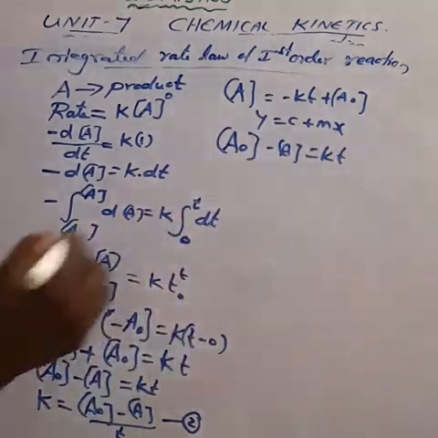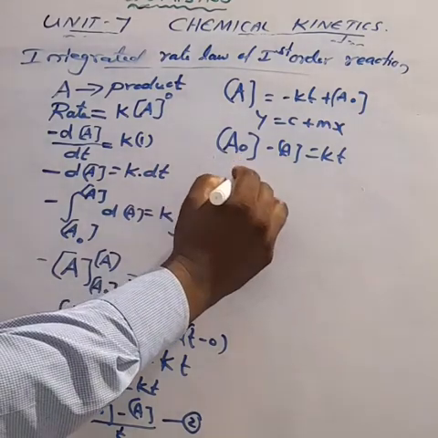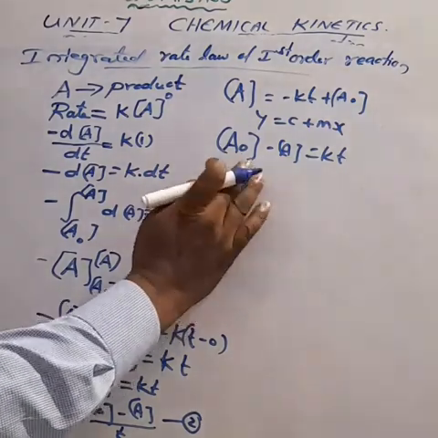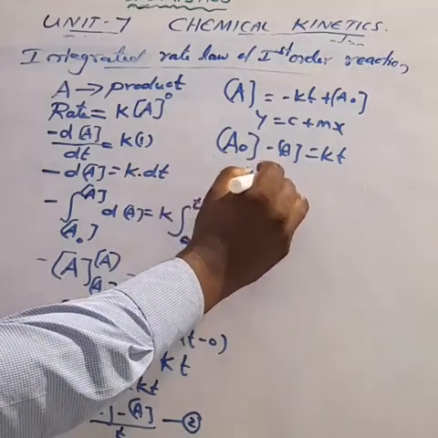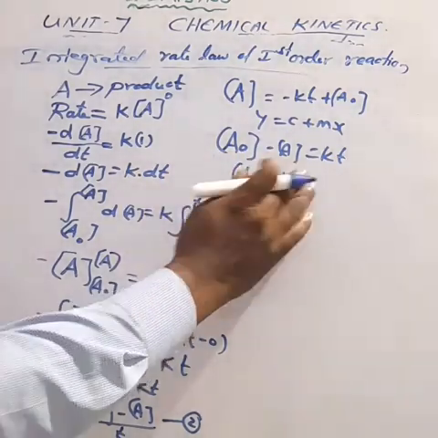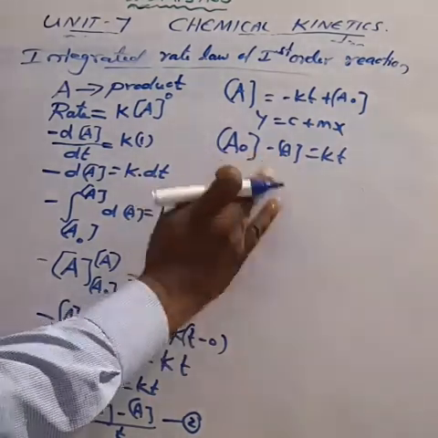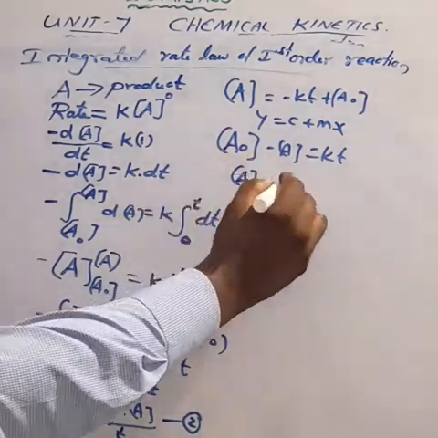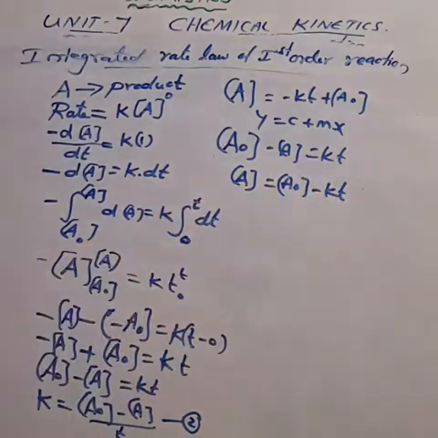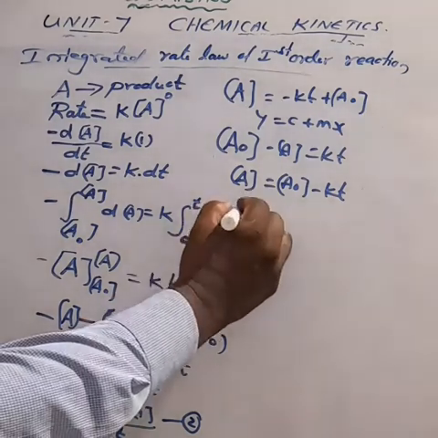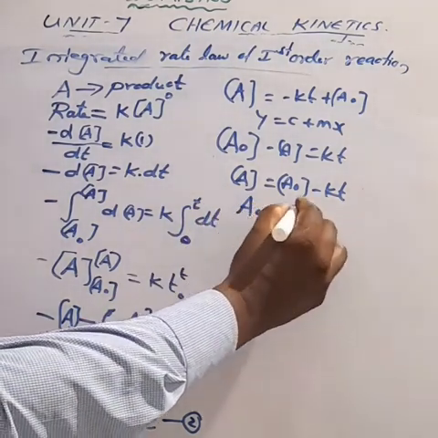The concentration of A plus KT is equal to A naught. Next I am taking the concentration of A is equal to A naught minus KT. Here this is one of the equations, that is A naught minus A is equal to KT.